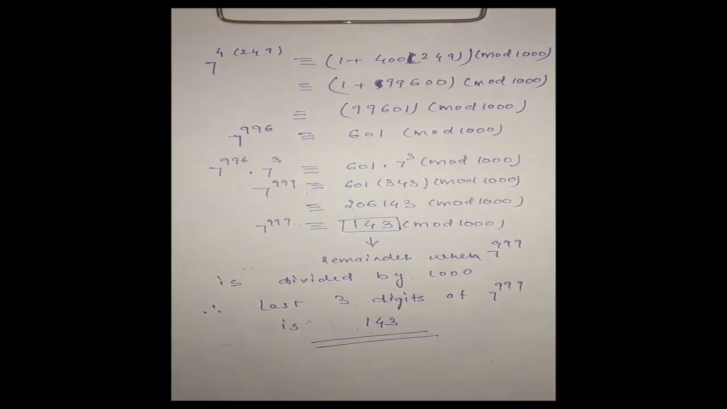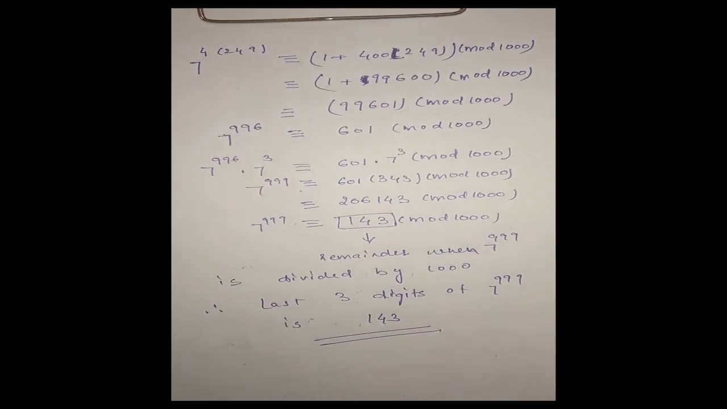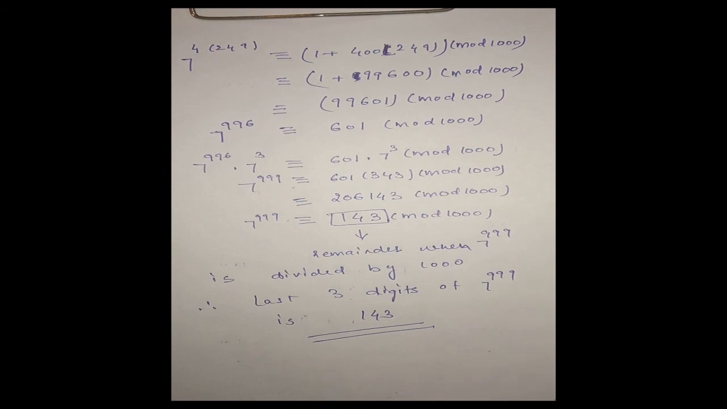That is the answer. Okay, clear? Means if we have to find the last two digits of a number, we will divide the number by 100 and the remainder will be the answer. And if we have to find the last three digits of a number, then divide that number by 1000 and the remainder will be the answer.